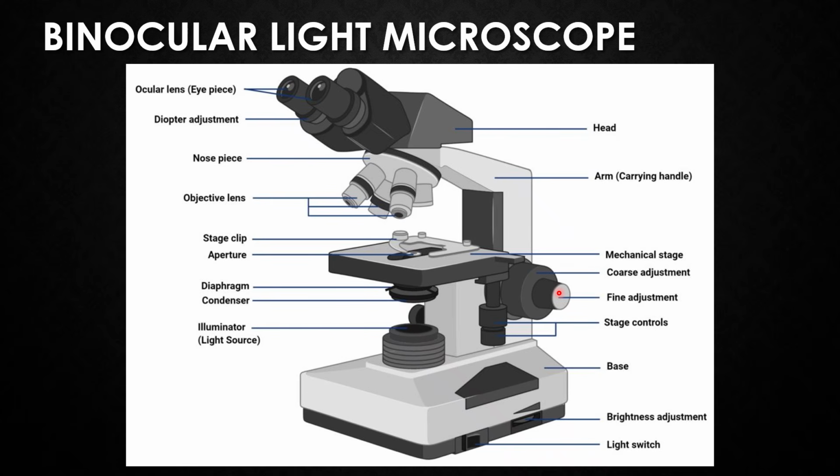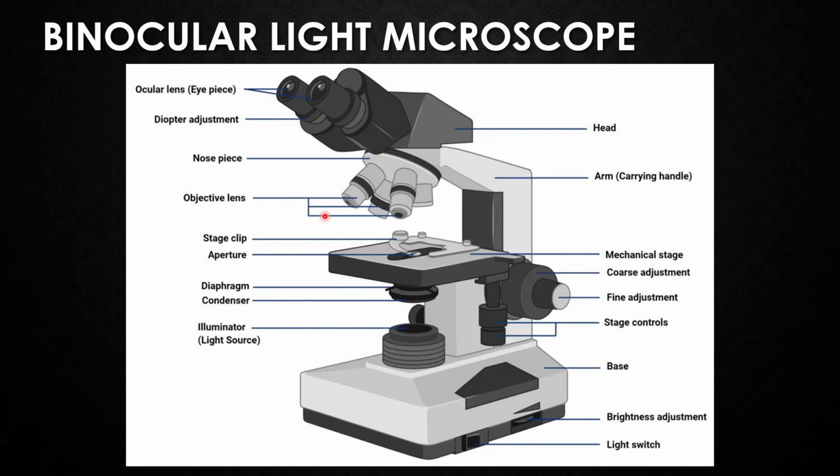This coarse adjustment is used to make relatively wide focusing adjustments to the microscope. And the second, the fine adjustment, is used to make a relatively small adjustment to the microscope according to the person's eye power.